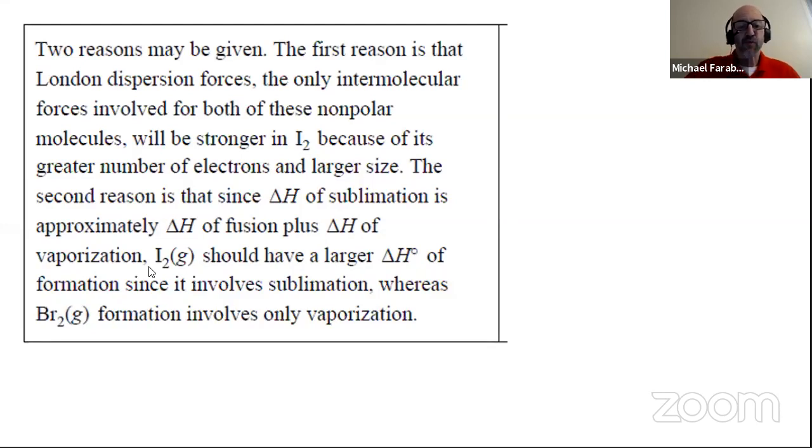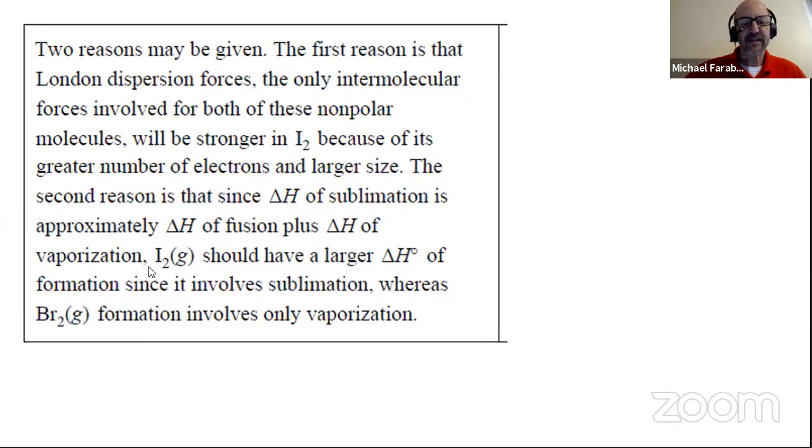So you might have said that the reason why it takes more energy to go from iodine solid to gas, as opposed to bromine liquid to gas, is because of the London dispersion forces. They will be stronger in iodine because of its greater number of electrons, larger size, and larger polarizability.